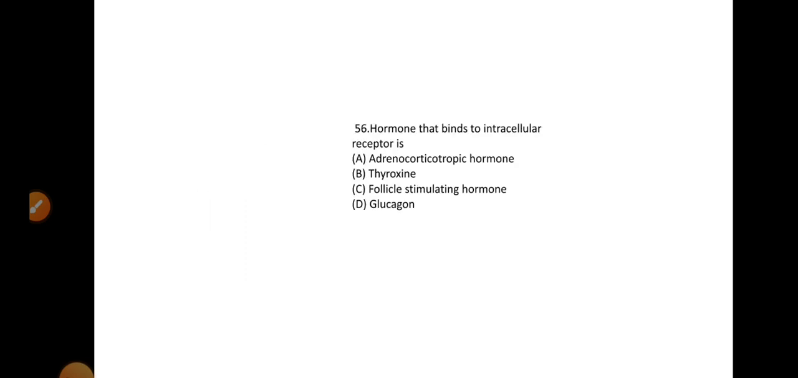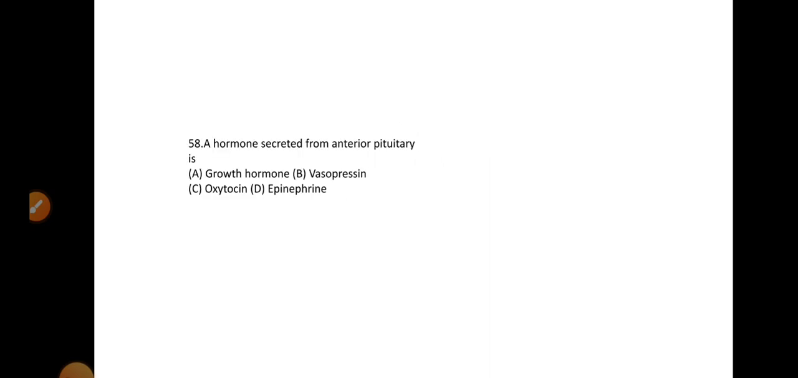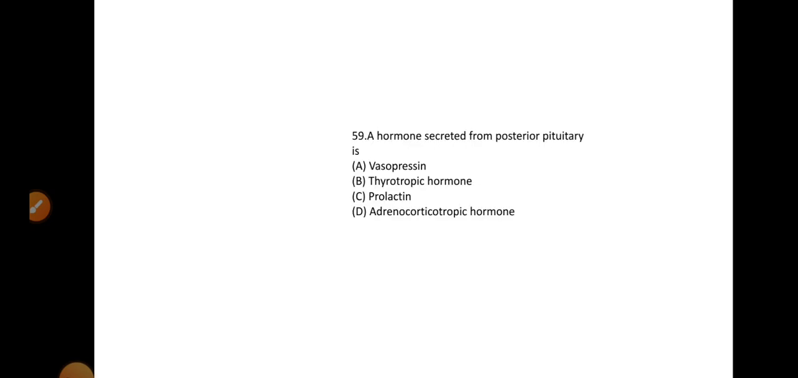Hormone that binds to an intracellular receptor is adrenocorticotropic hormone, thyroxine, follicle stimulating hormone, or glucagon. 57. Hormone that binds to a cell surface receptor and acquires the second messenger cAMP is antidiuretic hormone, cholecystokinin, calcitriol, or gastrin. 58. Hormone secreted from anterior pituitary is growth hormone, vasopressin, oxytocin, or epinephrine. 59. Hormone secreted from posterior pituitary is vasopressin, very easy, thyrotropic hormone, prolactin, or adrenocorticotropic hormone.